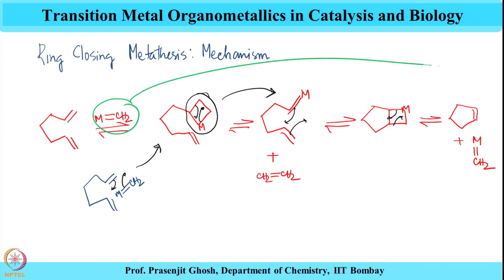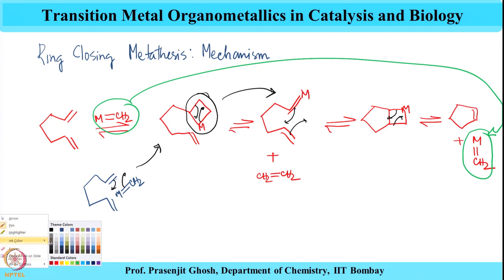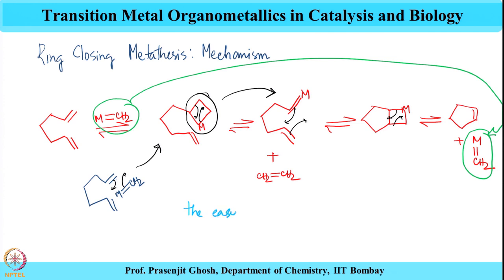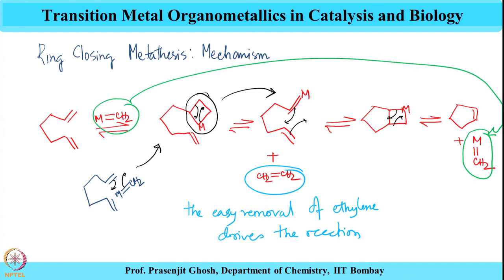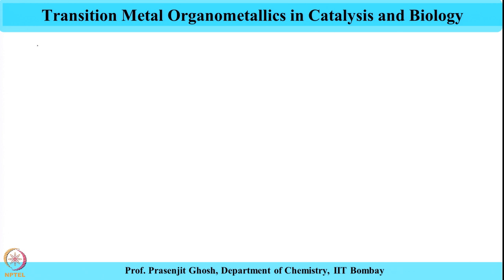So, the active species is thus regenerated, and in the course the cyclopentene is formed, and that is driven by the easy removal of ethylene, which drives the reaction. So, this ethylene which is formed drives the reaction forward. We are going to take a look at some more applications in terms of examples that have been used for demonstrating the power of ring closing metathesis.